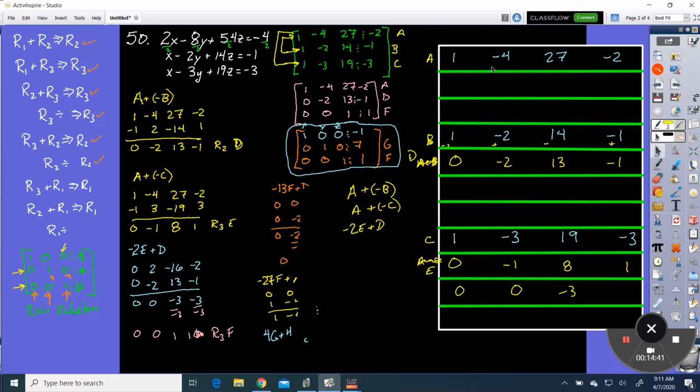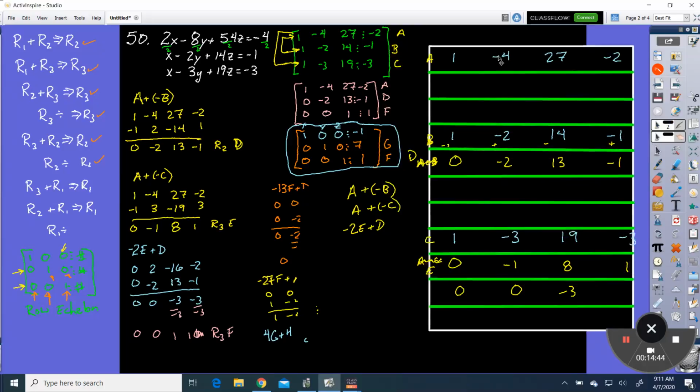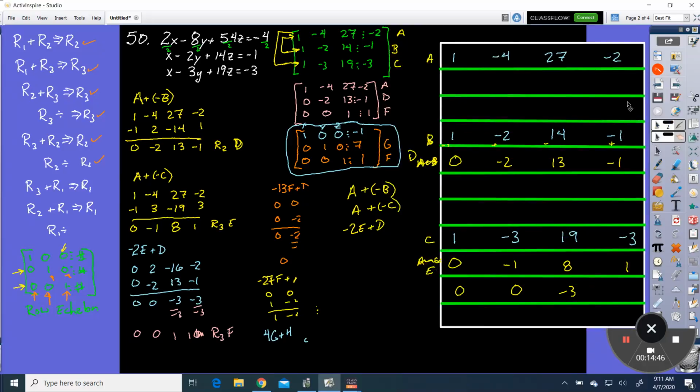Won't let me write there because of the recording screen. So now I can divide those all by -3. So I just took E and divided it by -3. So now I'm going to call this F. Okay. I'm going to use F to get rid of this 13 right here. So I'm going to go negative 13 times F and add it to D.